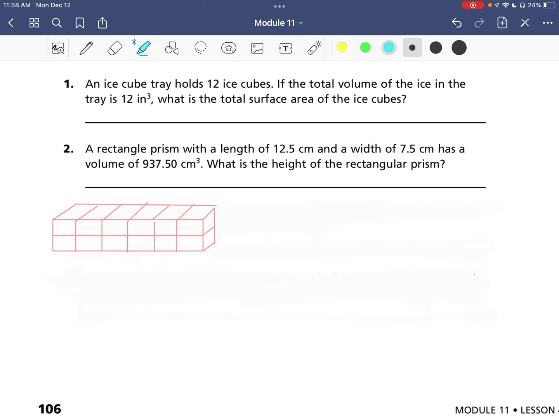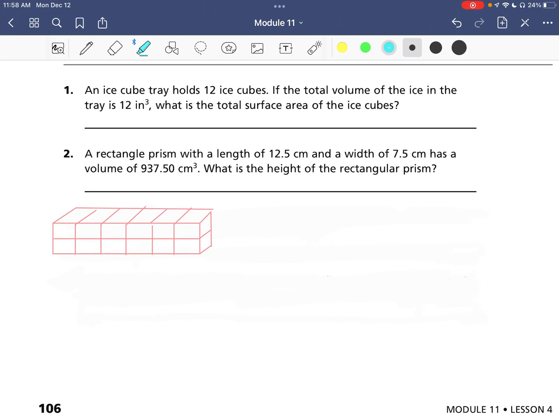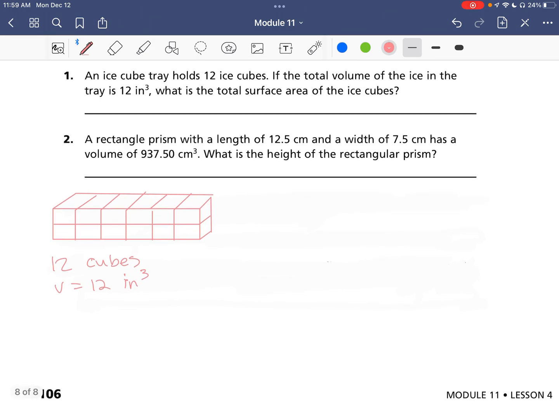So here we have an ice cube tray that holds 12 ice cubes. If the total volume of the ice in the tray is 12 inches cubed, what is the total surface area of the ice cubes? So when I first read this, there's a lot going on here. So I thought, let's draw a picture, and then we're going to write out everything that we know. So we know that we have 12 cubes, and we have a volume of 12 inches cubed. So we're going to use our volume formula because we first need to figure out our length, our width, and our height.